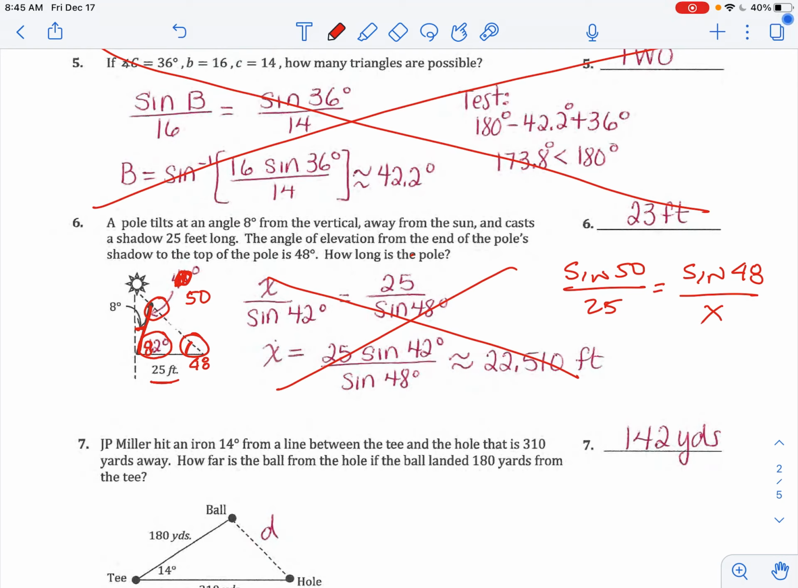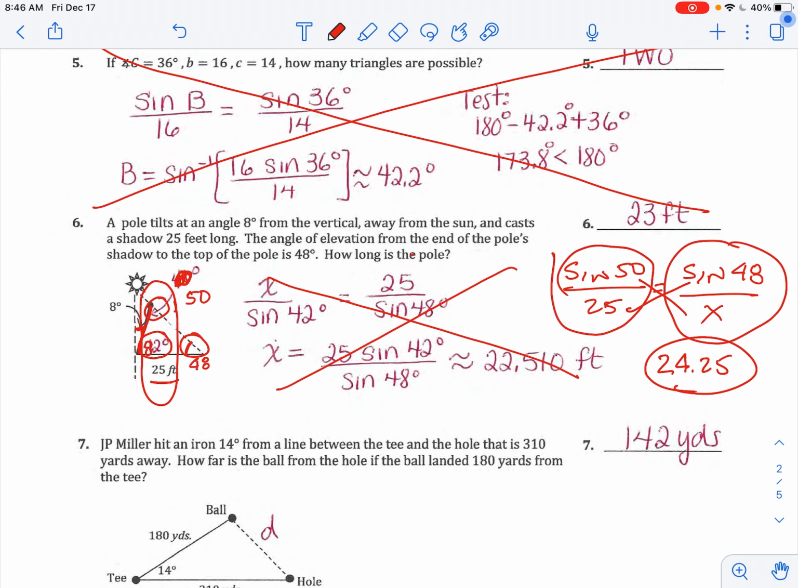Why is that important? Because then I know this relationship. So I can do sine of 50 over 25. And then what I want to know is the length of the pole. So I'm going to take sine of 48 over x. I'm going to do the cross I know, divide by the cross I don't know, and get that length. Okay, so if I did that quick, actually I had to change that. So sine of 48 times 25 divided by sine of 50, you're going to get something like 24.25. Now on the test, we'll make sure we diagram the picture for you a little better. That one didn't work out real great.